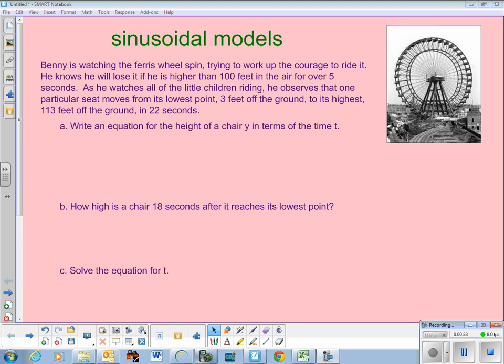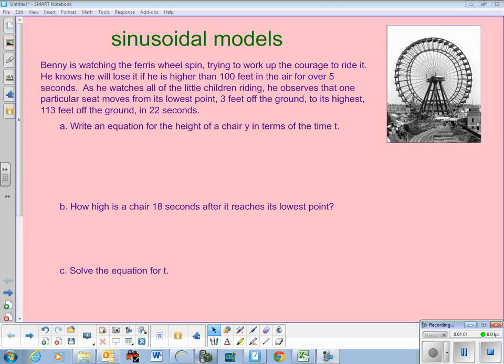So what we're going to have here is a Ferris wheel, and our friend Benny is watching it spin around, and he's trying to figure out if he's brave enough to ride it. If it goes over 100 feet, he's going to lose it. So he needs it to be under 100 feet, but he can handle it for 5 seconds. So basically we're going to see when he gets up to the top, over 100 feet, how long is he going to be there? That's the overall question.